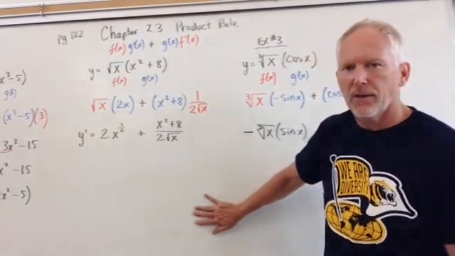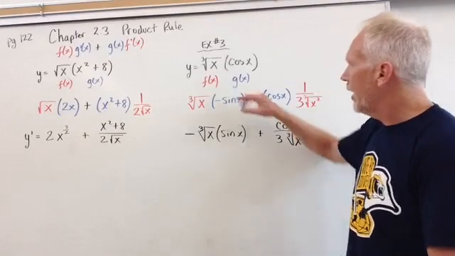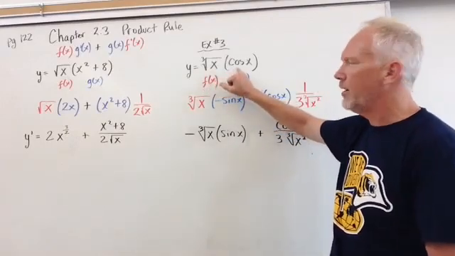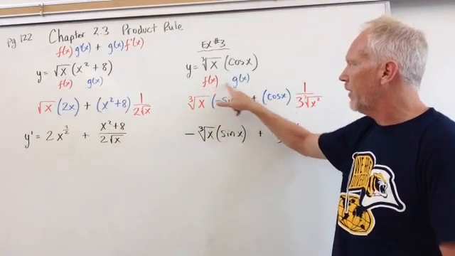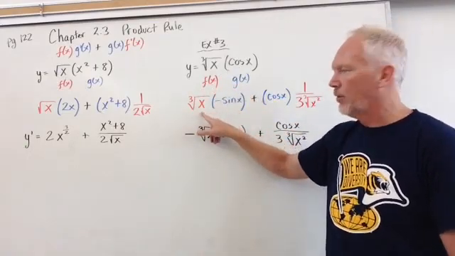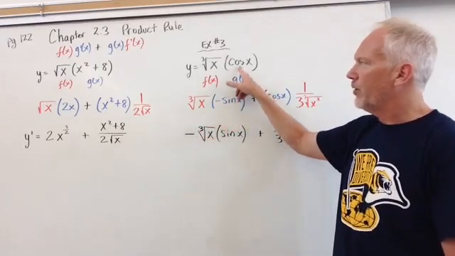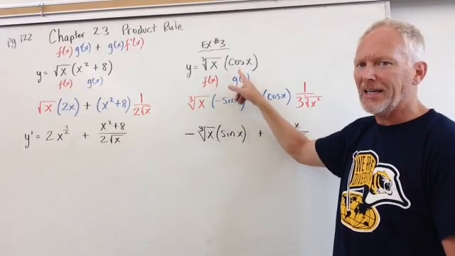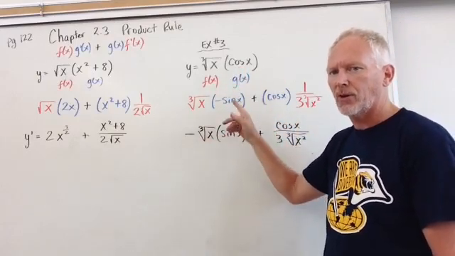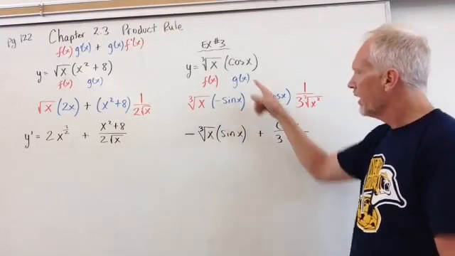All right. Example number 3. We have cube root of x times the cosine of x. So we label f of x and g of x. F of x is just the cube root of x times g prime of x. Well, the derivative of cosine is negative sine. If you need further information, watch a couple videos ago and you'll see the derivative of cosine is negative sine.